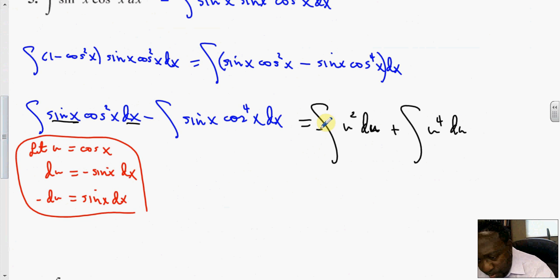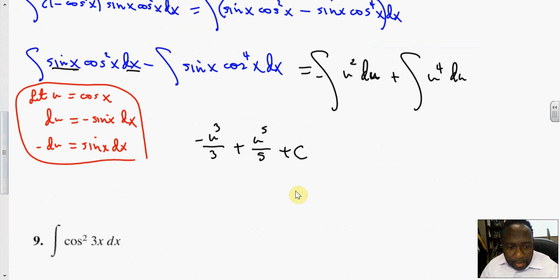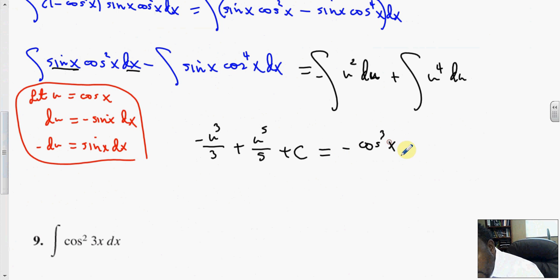So we integrate. Remember that negative is sitting there. This is negative u to the 3rd all over 3 plus u to the 5th all over 5 plus c. Go back and put in the u as cosine, and so this gives us negative cosine to the 3rd x all over 3 plus sine to the 5th x all over 5 plus c.